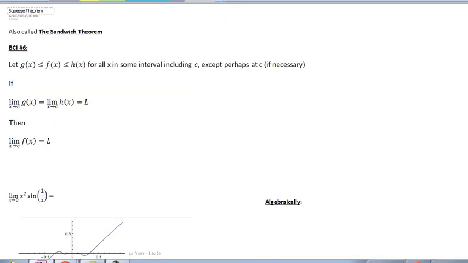All right, let's look at a second theorem. This one's actually one of my favorite theorems. This is big calculus idea number 6. And we call it the squeeze theorem. It's hidden in this tiny bubble up here. It's also called the sandwich theorem, but that's not as interesting.